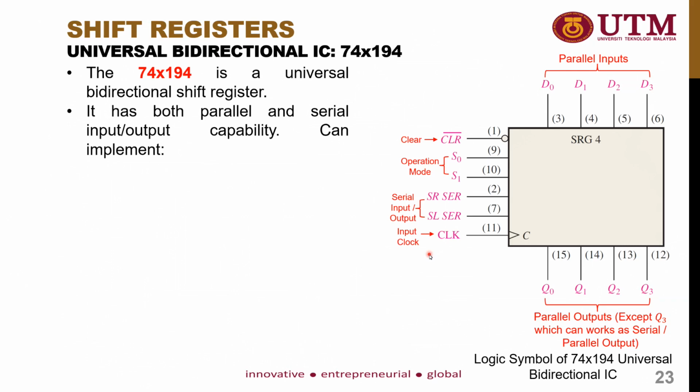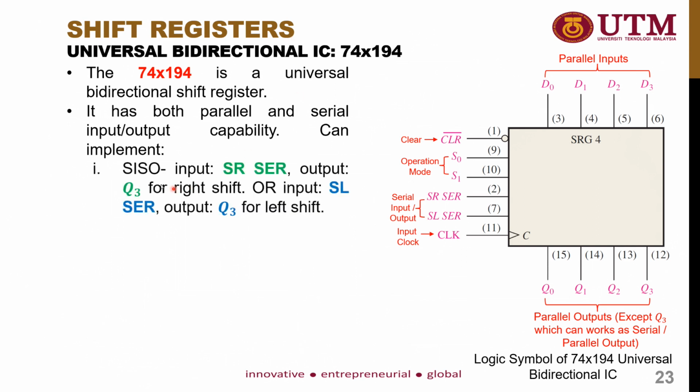If you want your IC 74X194 to work as different types of shift registers, you must know where to put your input and where to put your output. First, if you want to design a SISO, serial input, serial output shift register using this IC, you need to connect your input to either SR-SER or SL-SER, and you can observe your serial output at Q3.